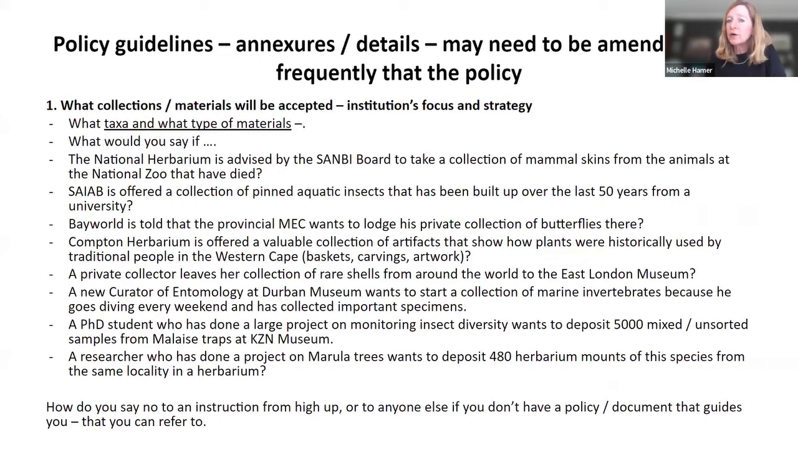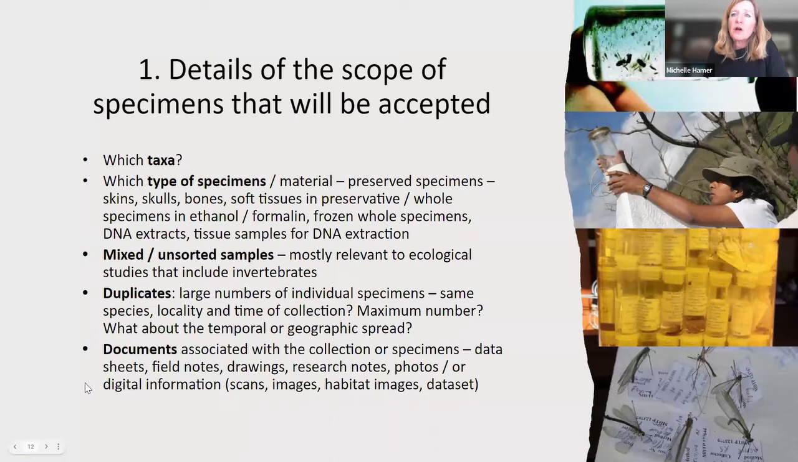Yeah, so how do you say no to an instruction from high up or to anybody else if you don't have a policy and you don't have documents that you can refer to? People will be left in a very difficult position making these decisions. So you really need a document that details the scope of specimens that will be accepted. And you need to say which taxa.